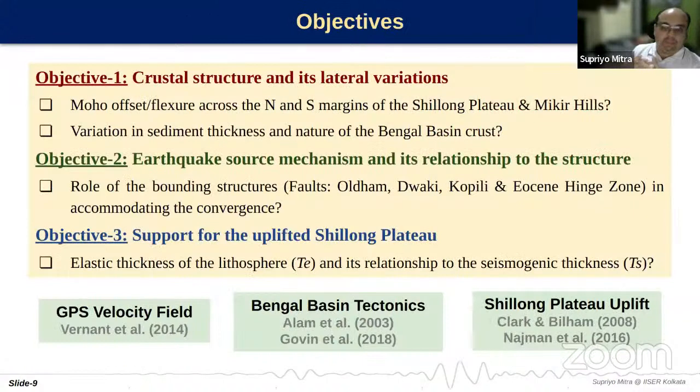And we need to understand these deviations so as to understand continental tectonics, which brings me to my objectives, three broad objectives that I'm going to talk about today. One is to understand what the crustal structure is, and also understand what the lateral variation in the structure is. Or in other words, what is the disposition of the Moho? Are there offsets in it? Is it flexed? How does it vary across the Shillong Plateau and the Mikir Hills and the region across here?